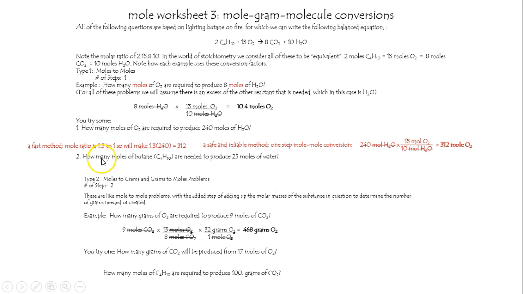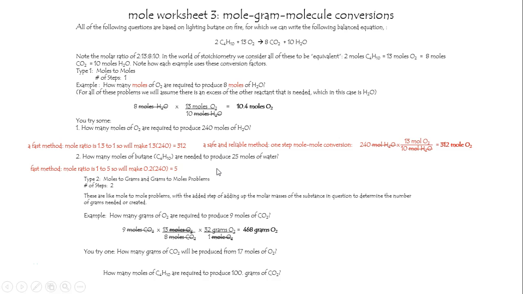Here's another one for you. How many moles of butane, that's this stuff, C4H10, are needed to produce 25 moles of water? Okay, this is a mole to mole conversion. You might be able to do it in your head using this idea. The mole ratio is 1 to 5, so we're simply going to divide by 5. 25 of this only requires a fifth, therefore it's 5 moles required.